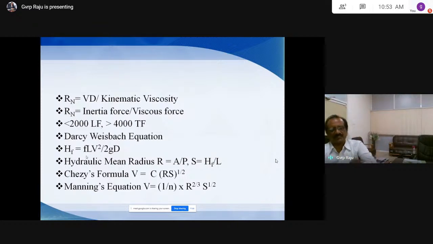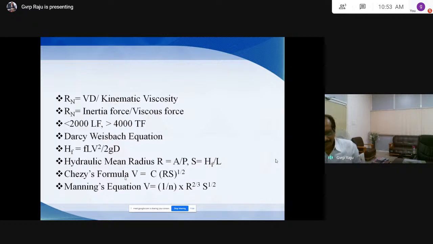Some of the textbooks also take 4 f L V square by 2 g D. Both are correct, but then 4f varies from 0.02 to 0.03. Then we have another two equations for arriving at the velocity of the flow.